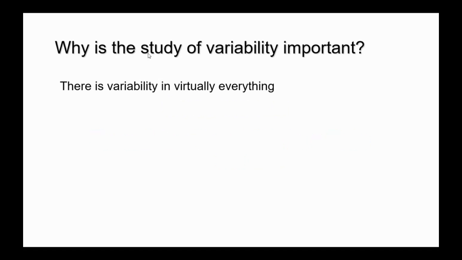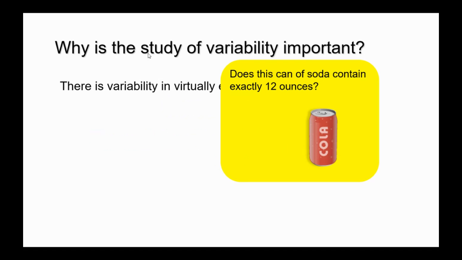We mentioned, I think it was the first lecture, if we had a 12-ounce can of soda, would you expect there to be exactly 12 ounces on the dot? Nope. No. There's going to be variability in there. Now, what would you hope? Would you hope there's a lot of variability or a little?